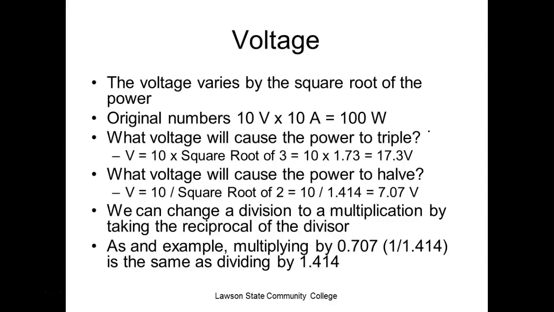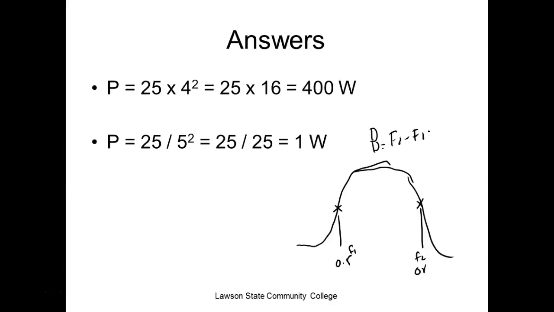What I'm going to do is come up here and say my power is equal to 10 amps times 10 volts. This is going to give me 100 watts. Now, if I decrease my voltage by 0.707, and we're rounding, it's actually the reciprocal of square root 2. Yeah, and we run into 0.707 a lot.